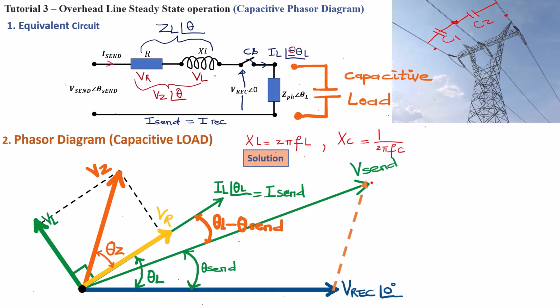Great. So this is it, guys, for this tutorial on how to draw the phasor diagram for a short transmission line in steady state operation. So tutorial 1 we did for resistive load, tutorial 2 for inductive load. Now we're closing this series with capacitive load.